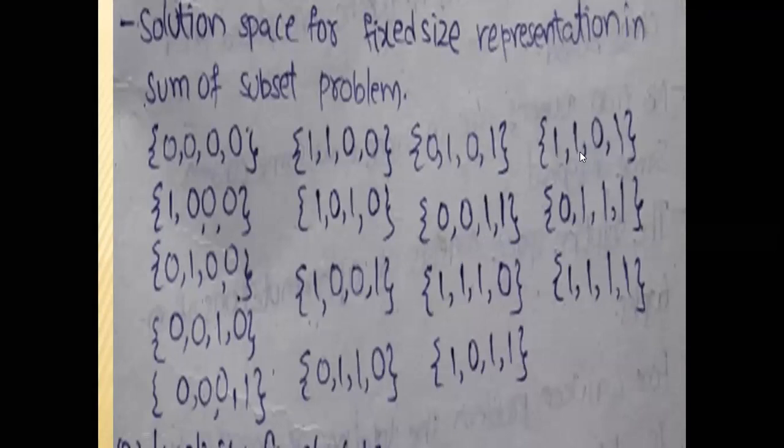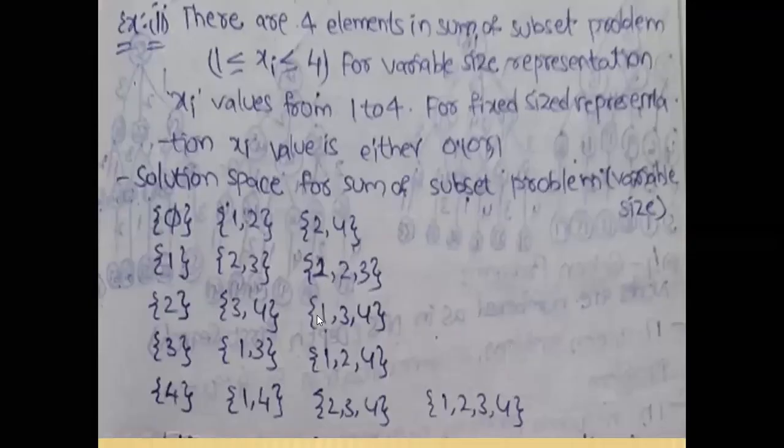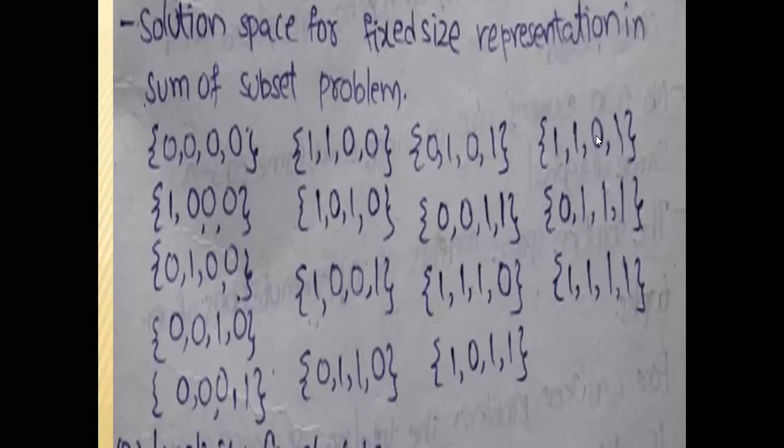Here 1 1 0 1 means the first element, second element and fourth element are considered in the sum, that is represented as 1 2 4. Same as in the previous variable size representation, 1 2 4 means the third element is not considered, that is x3 = 0.